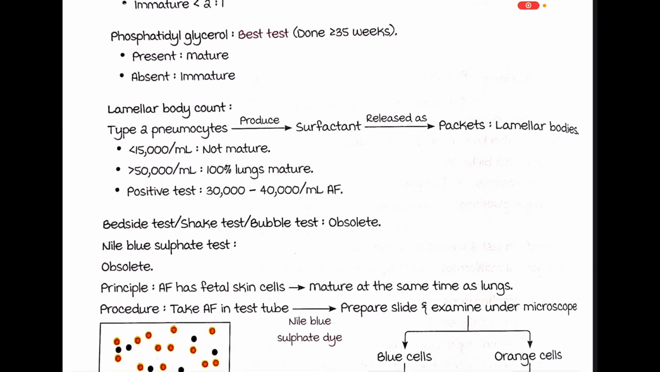Phosphatidylglycerol is the best test, done after 35 weeks. Present means mature, absent means immature. Lamellar body count: type 2 pneumocytes produce surfactant and release it as packets called lamellar bodies. Less than 50,000 per ml, not mature. More than 50,000 per ml, 100% lungs mature. A positive test is 30,000 to 40,000 per ml.